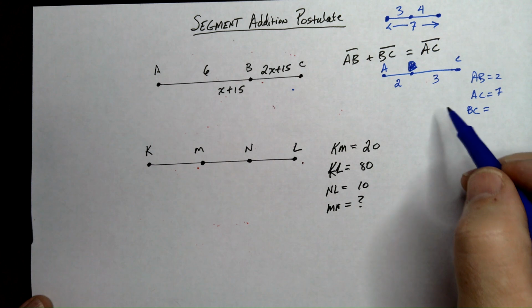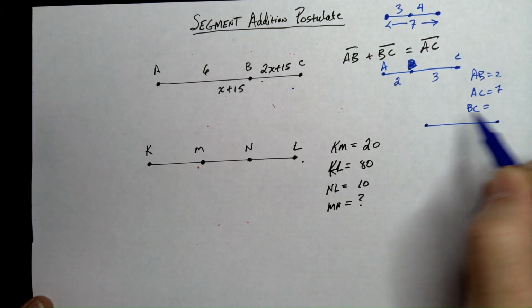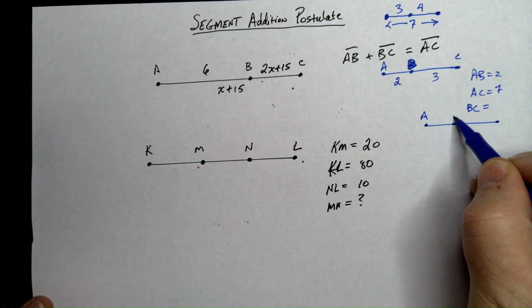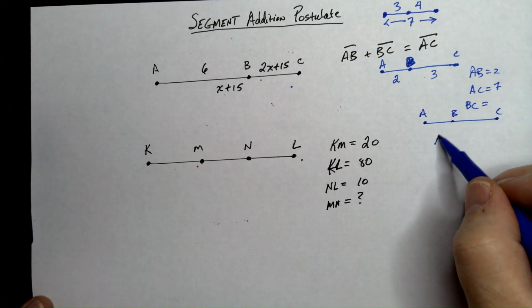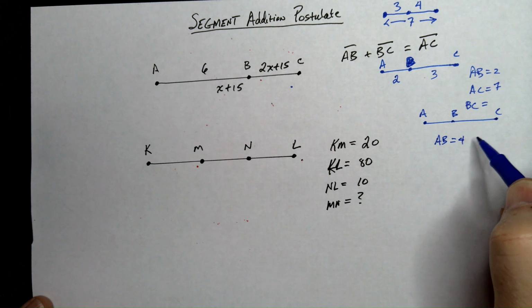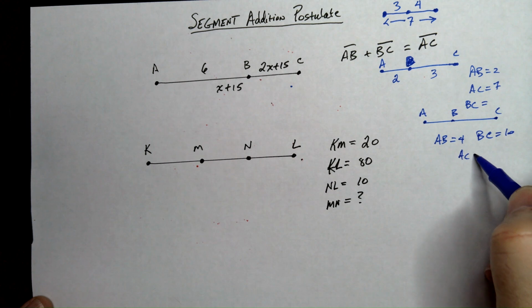Well, AC is the whole thing, and this part's 2, so that means this part would have to be 3. That's how it works. Or if you had something like this, let's say A, B, C again, but this time you knew that AB was 4, and BC was 10, and you had to figure out AC.